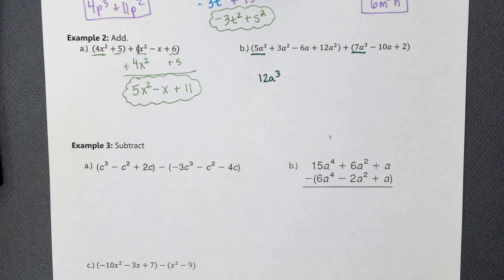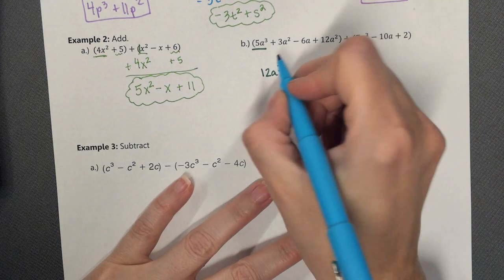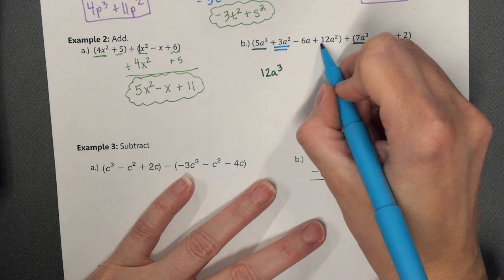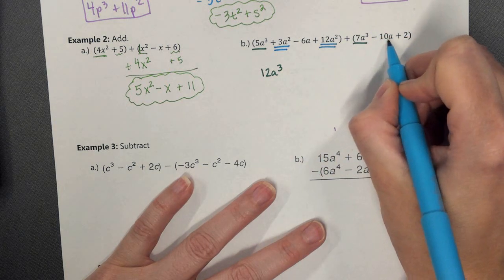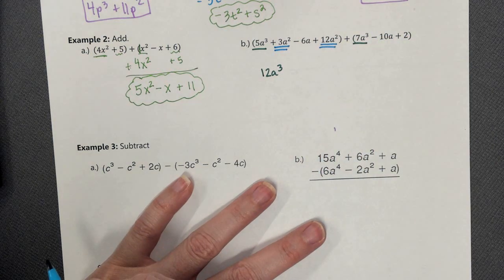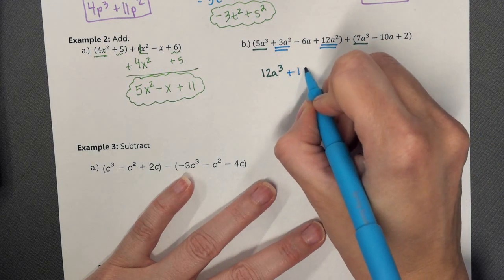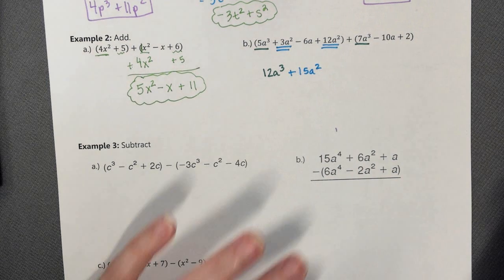Okay, and then after a to the third, we're going to look for a to the second. So all I do is go through each term. A to the second, yes. Nope. Yes. No, no. Okay, and then I just add the numbers in front. So 3 and 12 is 15. The a squared stays as it is.